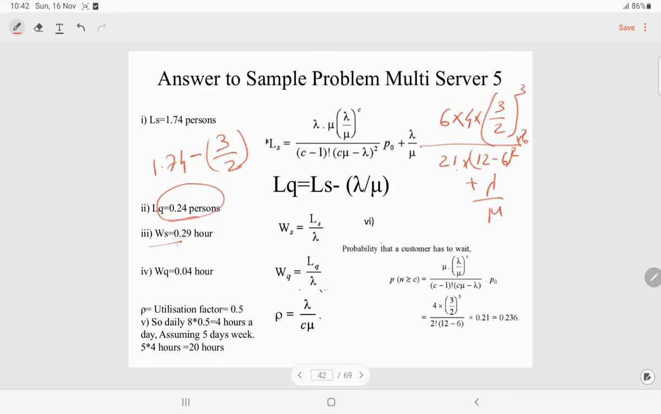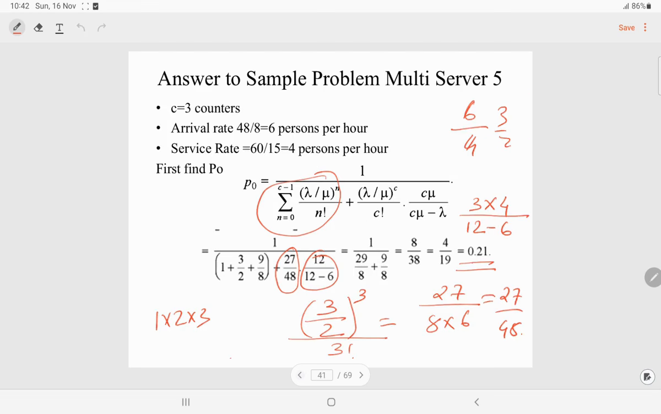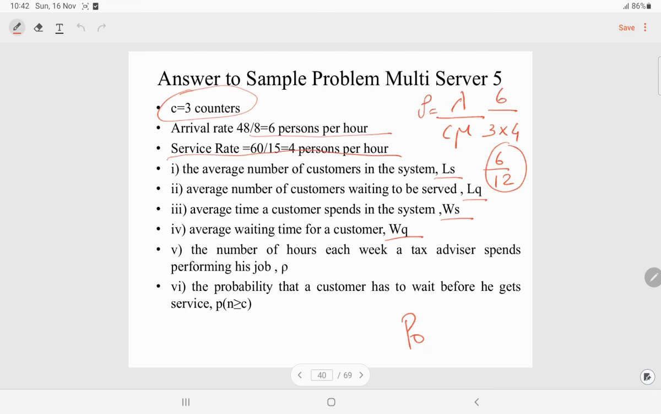So WS also we can easily find. How? LS divided by lambda will give you WS. WQ is equal to LQ by lambda. So that we can easily find out. Now the next question was the number of hours each week a tax advisor spends performing his job.